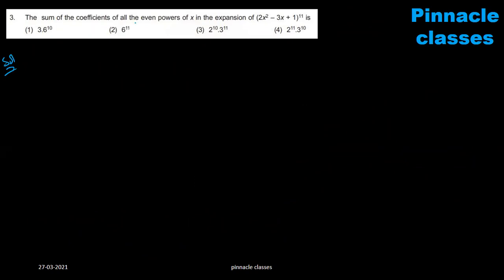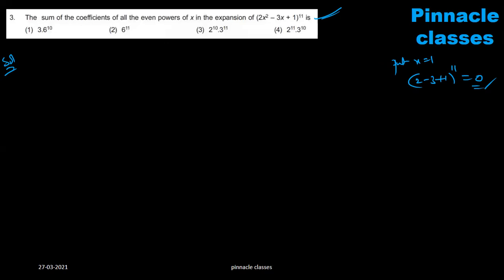Sum of the coefficients of all the even powers of x is a good question in this expansion. Suppose my question is the sum of all the coefficients. What to do? Put x is equal to 1, simple. So 2 minus 3 plus 1, so the answer is 0. That is the sum of all the coefficients.